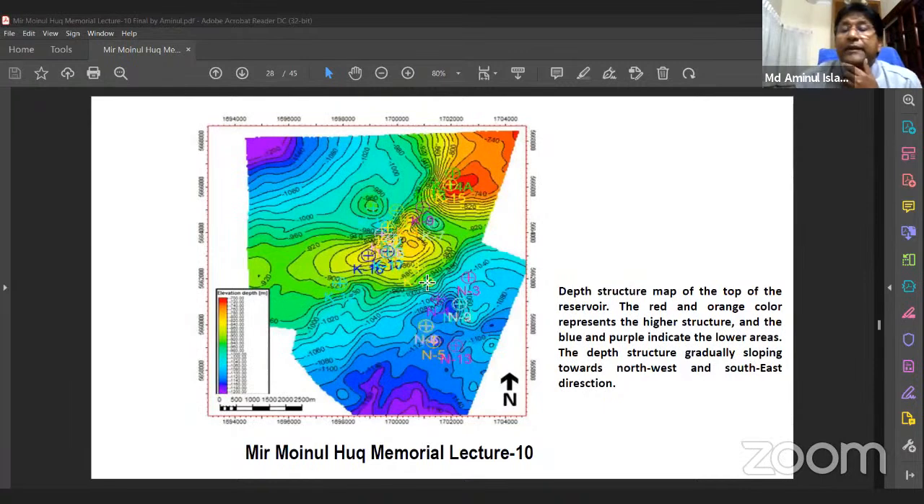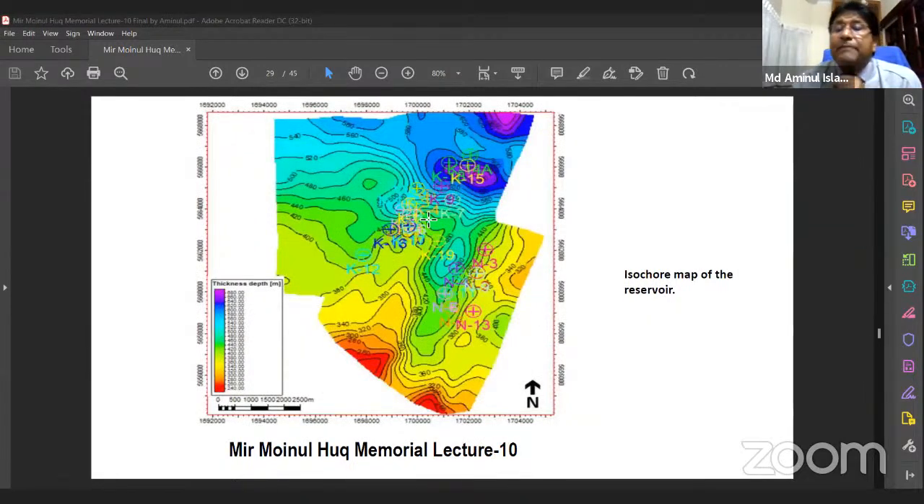So here you can see the depth structure map, and the depth structure map gives us a clue about the crestal part of the structure. You can see the northwest and southeast parts are a deeper sloping area, and the central and then northeastern part is the shallowest part, and all the well locations are on the structure's shallowest part.